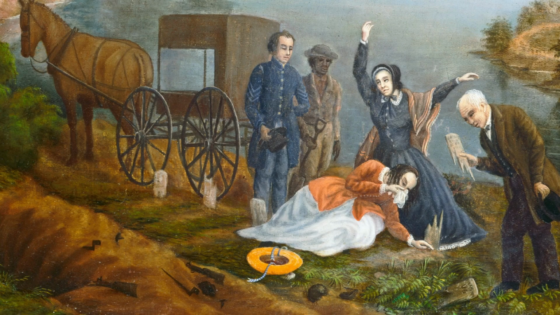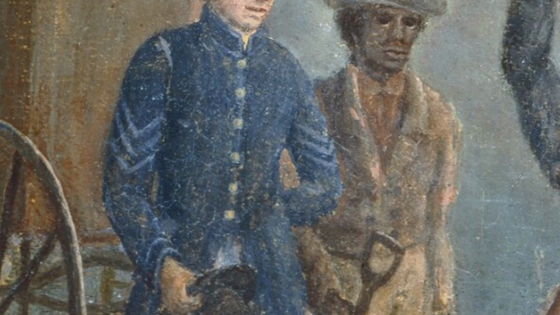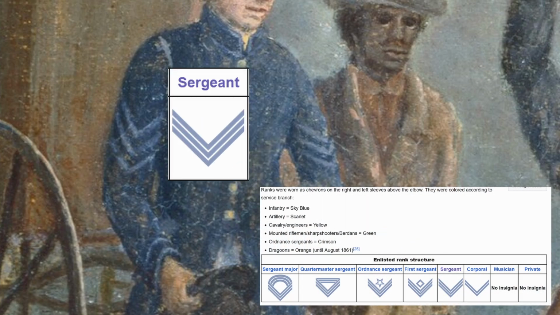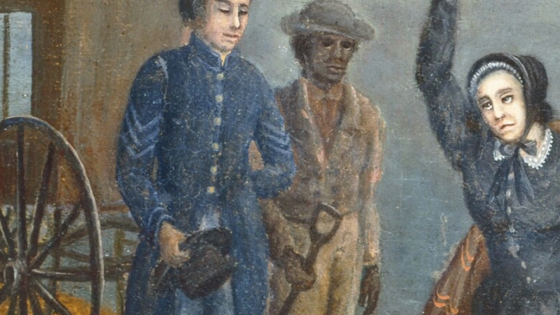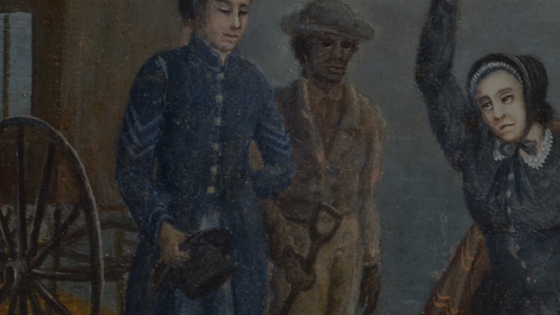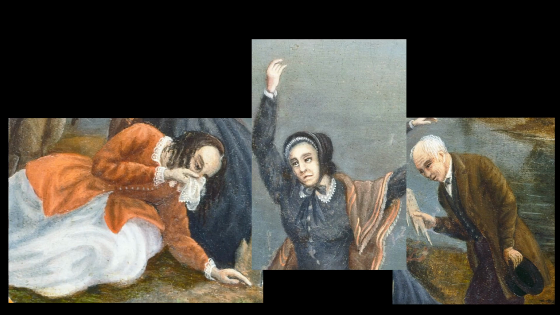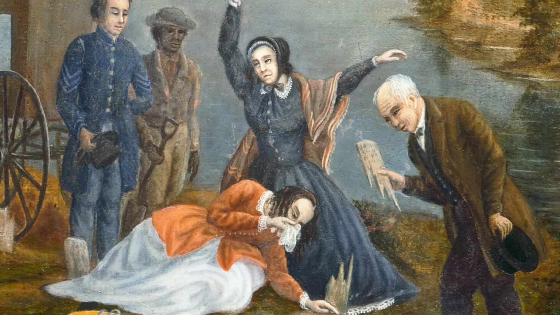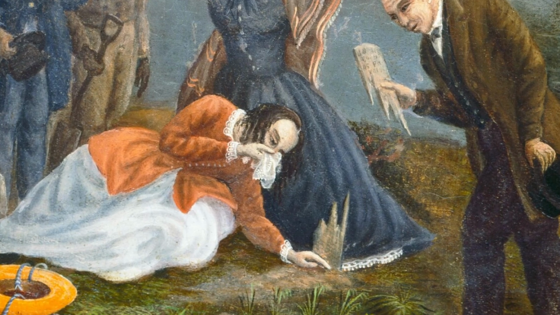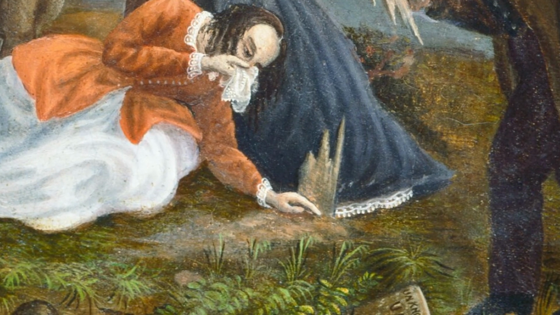Five figures stand by a grave site. A Union sergeant, evidenced by his uniform, a man with a shovel, and three others, who we can infer are family: mother, father, and wife to the fallen soldier. The latter three are clearly in deep, painful grief, in particular the mother, who reaches for the dirt, as if she may touch her son one last time.